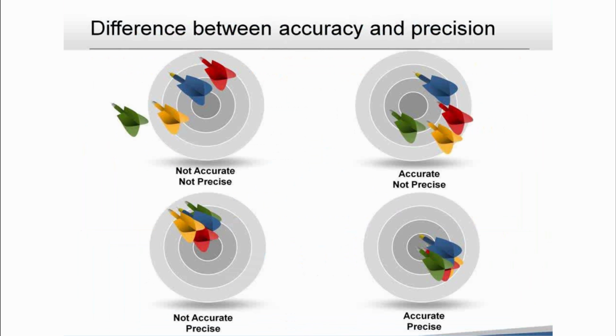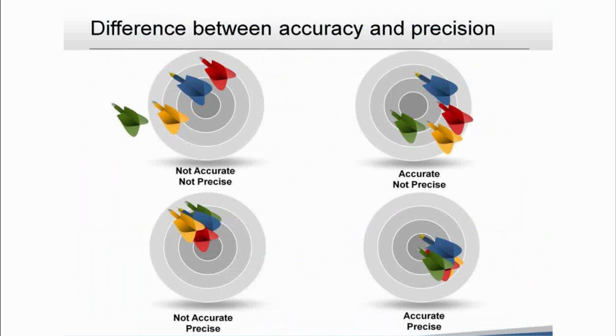So you look at the first diagram on the top left corner, you find it's not accurate, it's not precise. The green man is flying in another planet, while the other 3 guys are flying within the orbit. You find accurate but not precise, you find not accurate but precise, and then you find accurate and precise.